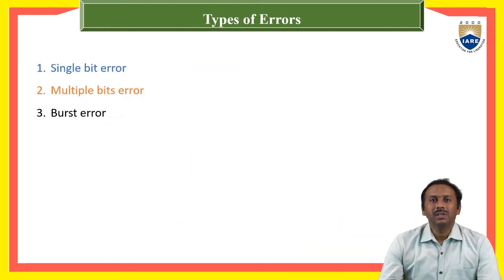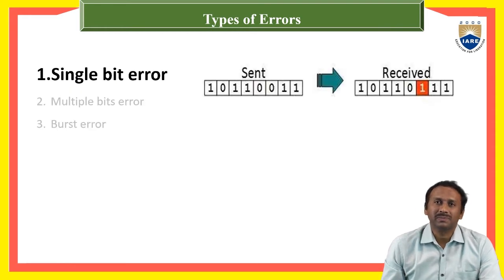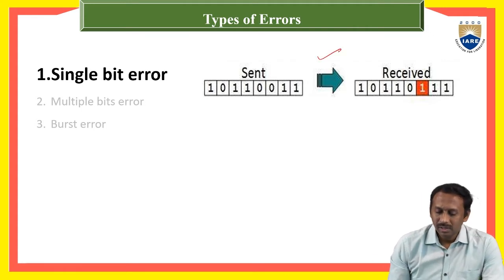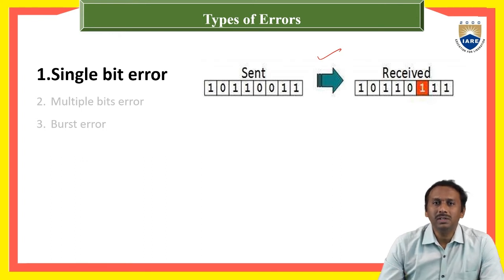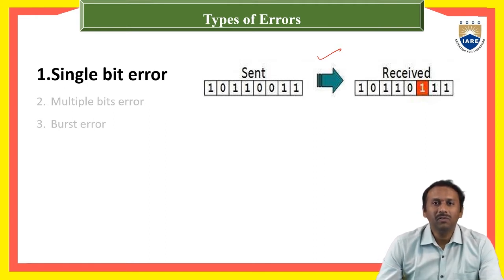Types of errors. There are three types of errors: single bit error, multiple bit error, and burst error. These are the broad classification of errors during the transmission across the internet, or we can say networks. First we'll see what is a single bit error. If you observe this figure, we are now discussing the data link layer. In the data link layer, data can be represented in the form of bits.